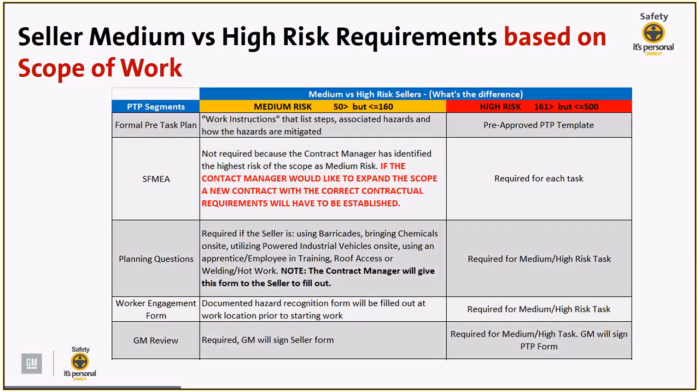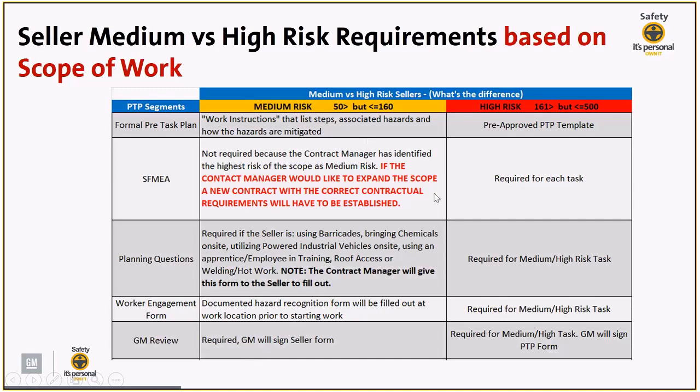Now, in regards to worker engagement for medium risk, the formal worker engagement form that GM has as a template is not required. However, it is required that the contractor has a documented hazard recognition form that is filled out at the work location prior to starting work. In addition, for medium risk, it still requires GM's review and signature on the seller's form.